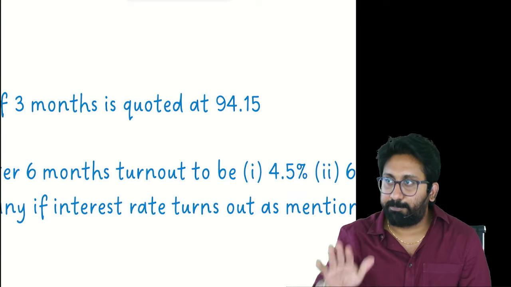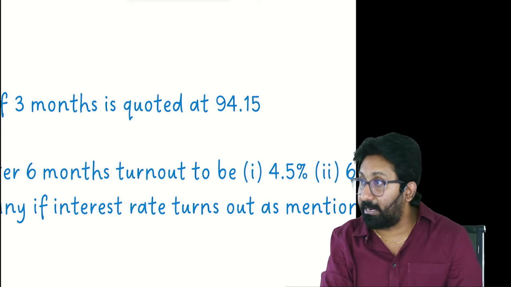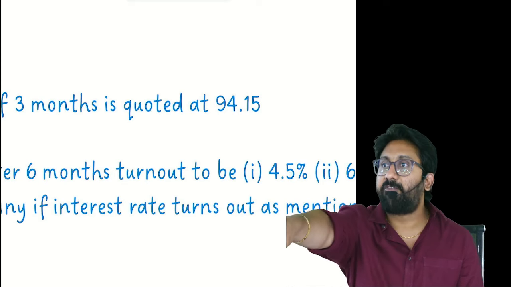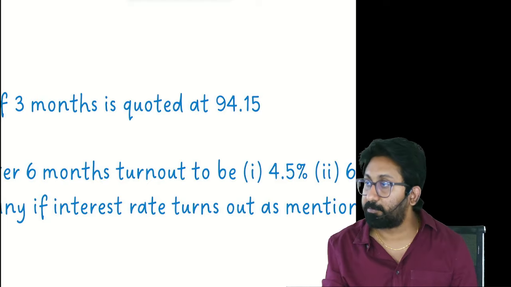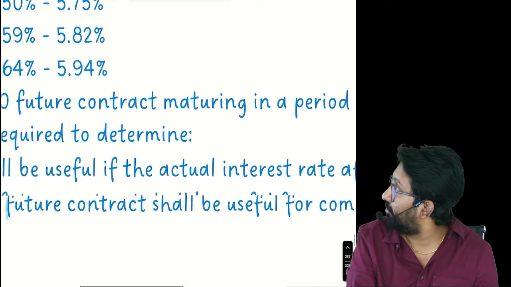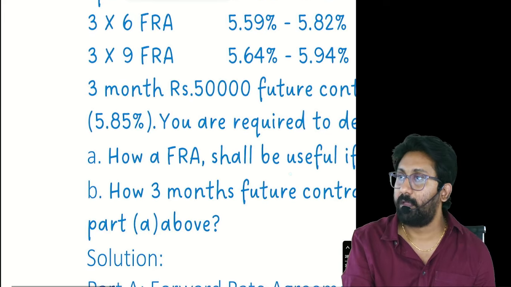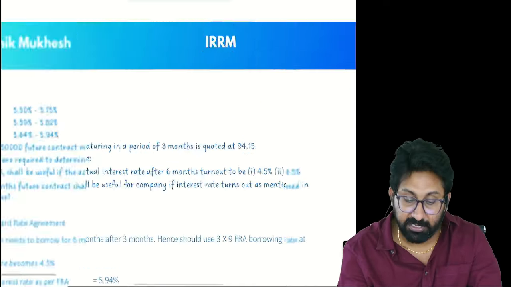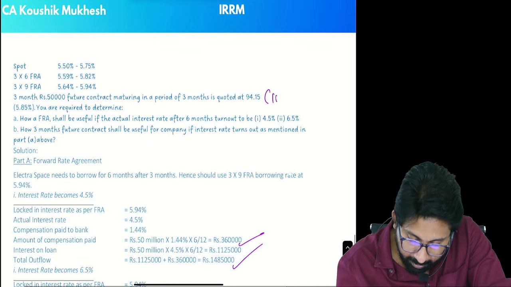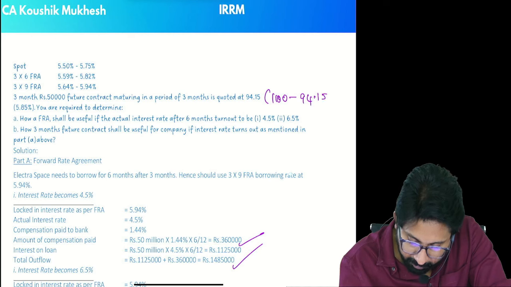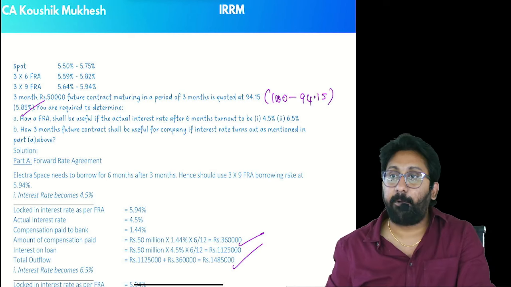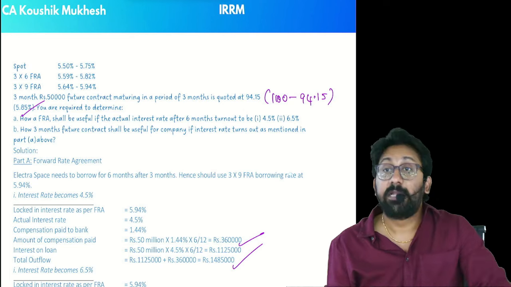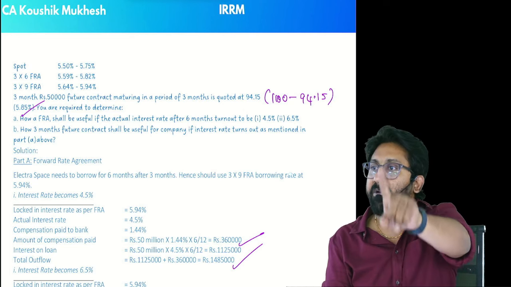Whenever I say futures price 94.15, it represents the principal part. Interest part is 5.85%. That's why they have given it like this: 100 minus 94.15. Like that you should see. How much will be here? 5.85 rate.